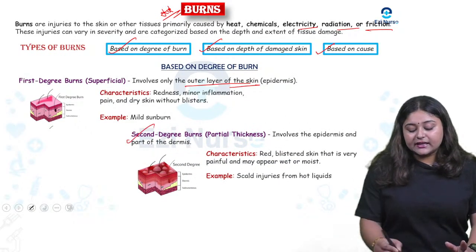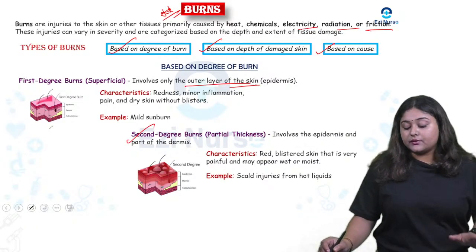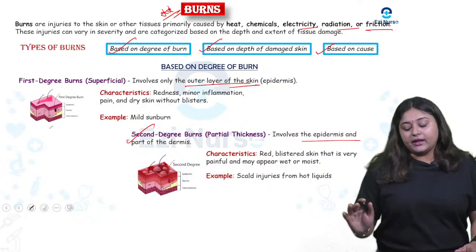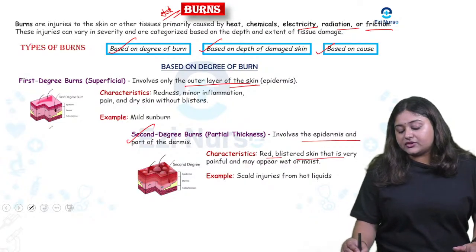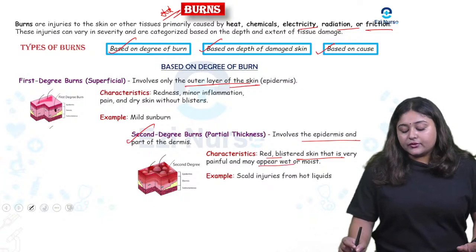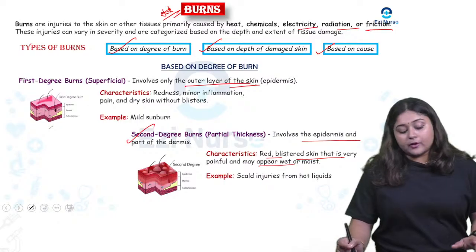Now come to the second degree burn. It is a partial thickness burn. So what happens? It involves the epidermis as well as the upper part of the dermis. In this, the characteristics: red blistered skin that is painful, and may appear wet or moist. And what is the example? Scald injury from hot liquids.